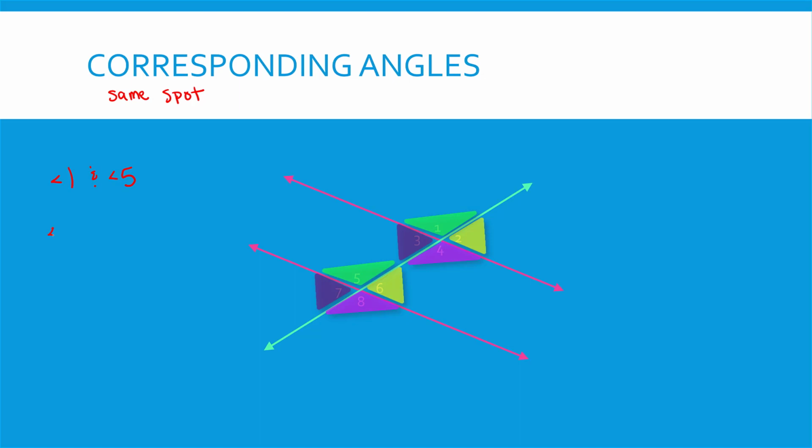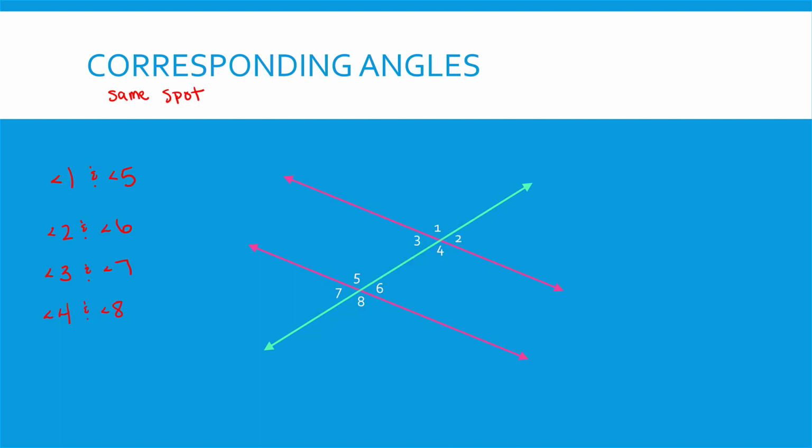And then if I want to go with angle 2, well, angle 2 is to the right of that intersection. Angle 6 is also to the right. And we actually have two more pairs of corresponding angles. Angle 3, which is to the left of the intersection, and angle 7, also to the left. Angle 4 is on the bottom, and angle 8 is also on the bottom of the intersection. So those would be my 4 sets of corresponding angle pairs.